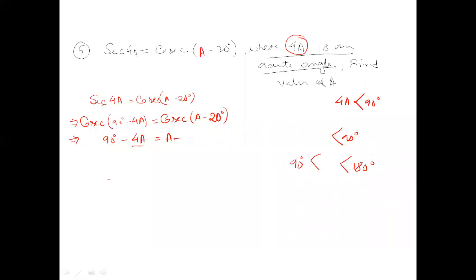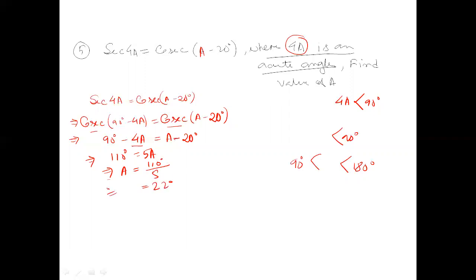Now see, this is the same as question number 3. Now you can write sec 4a as cosec 90 minus 4a. Now see, in the left hand side and the right hand side, if the trigonometric ratios are the same, then we can equate the angles. That means 90 minus 4a equal to a minus 20 degree. Now if you take 20 to the left hand side, it will be 110 degree and it will be 5a. So your a will be how much? If you divide 110 degree by 5, it will be 22 degree.